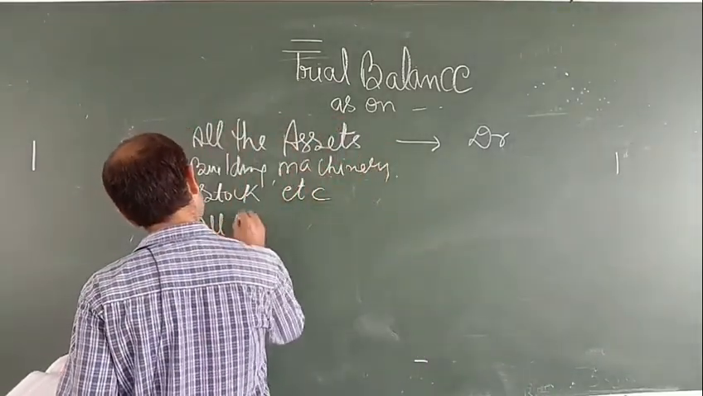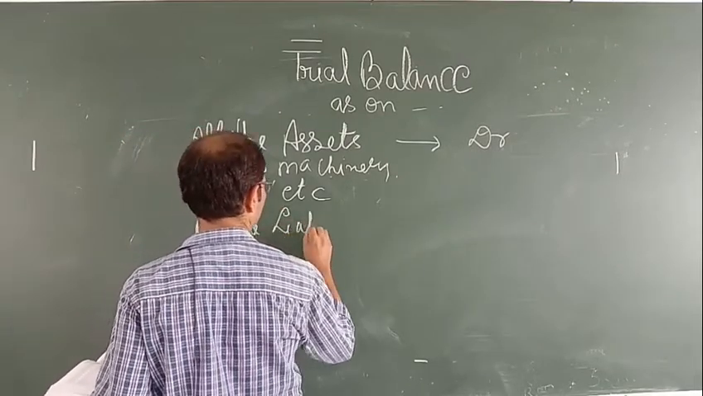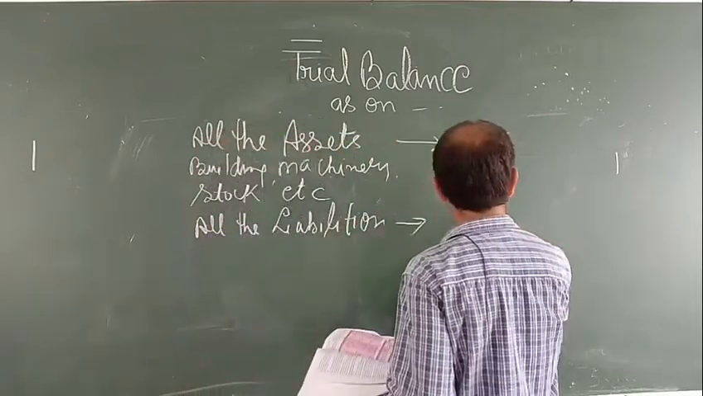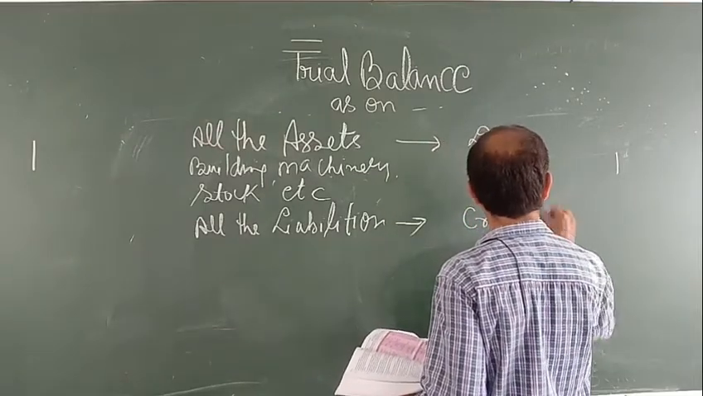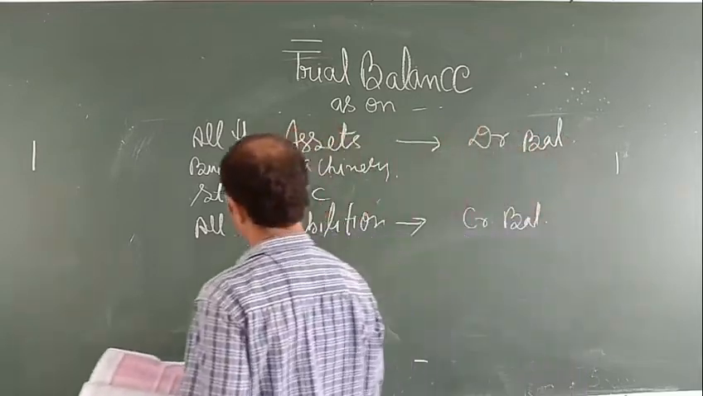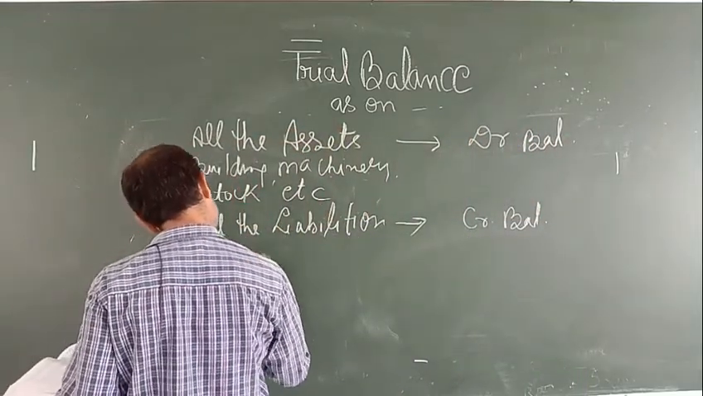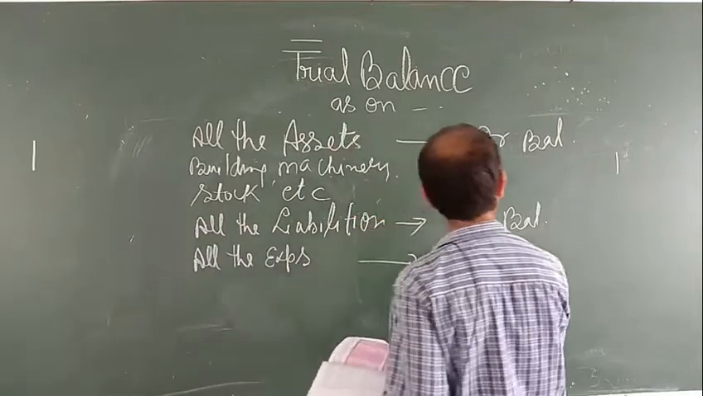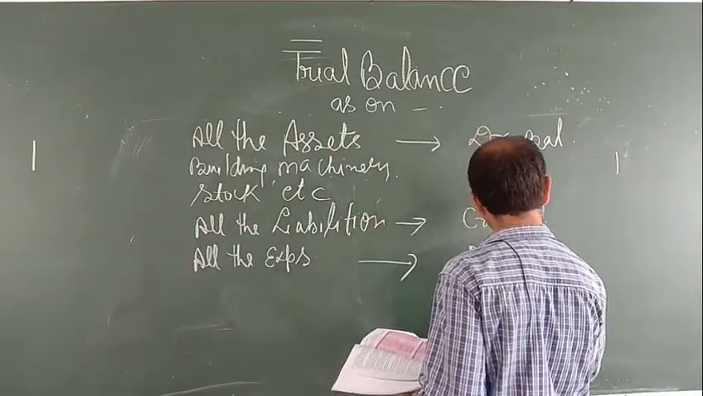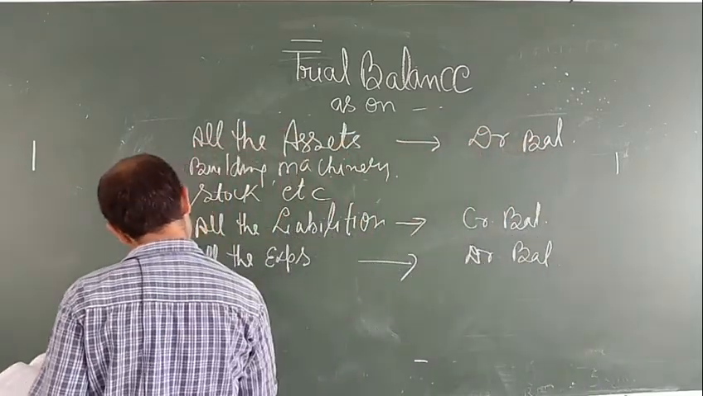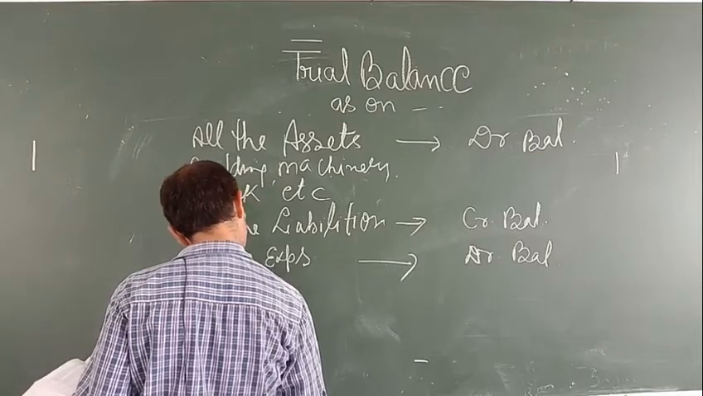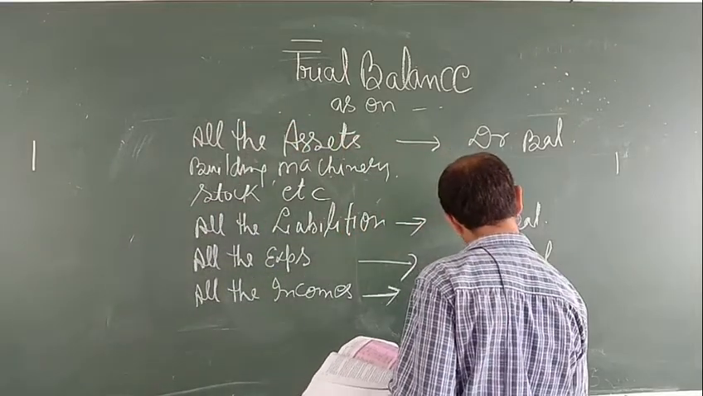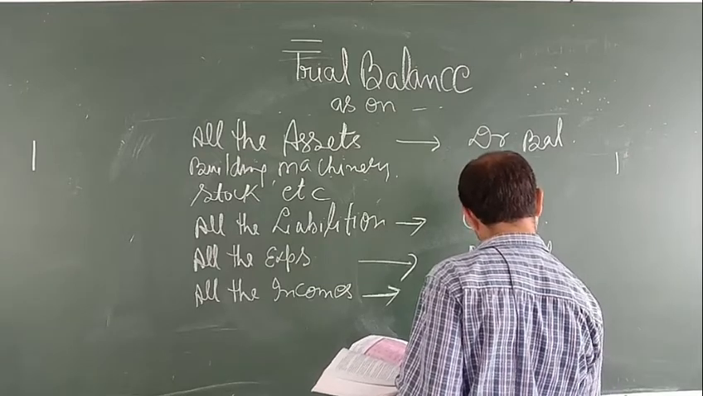All the liabilities have the credit balance, and all the expenses will come in the debit side or debit balance, and all the incomes will come in the credit side or credit balance.